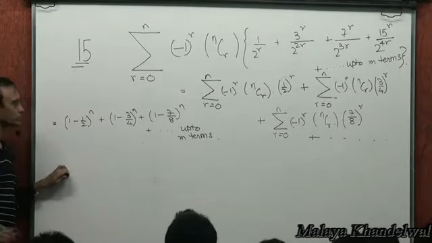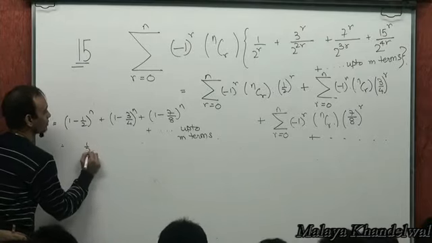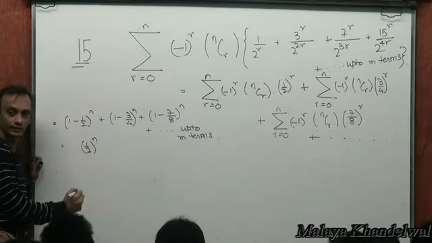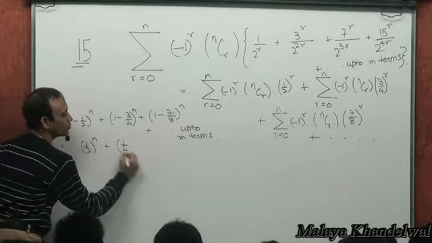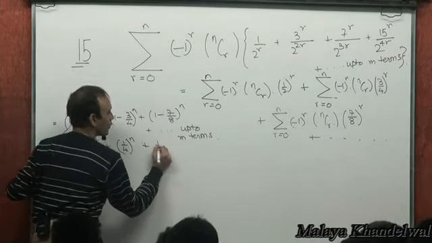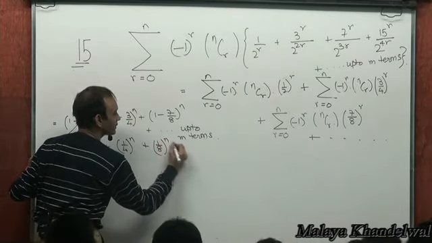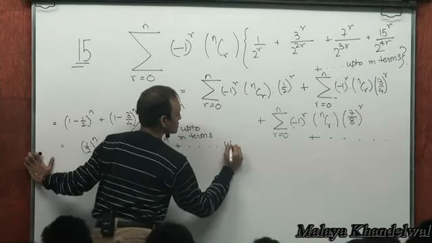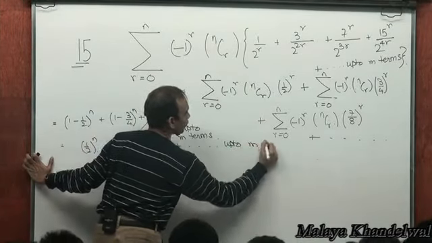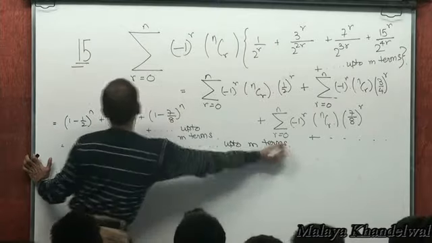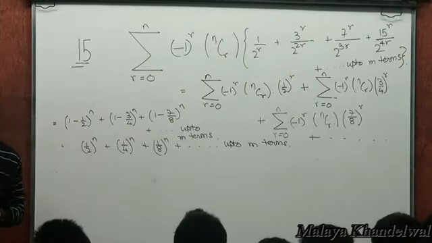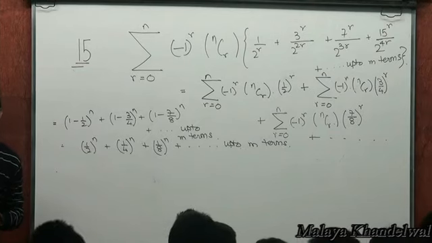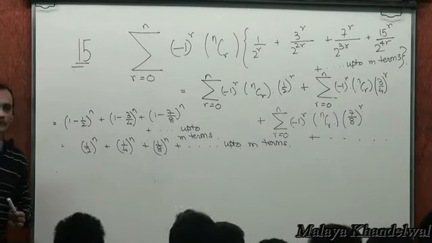Confused? No. This is like half to the power n, plus 1 by 4 to the power n, 1 by 8 to the power n, up to m terms. What is this? A GP with common ratio 1 by 2 to the power n. That is the common ratio of this GP series. Number of terms? m. Right?